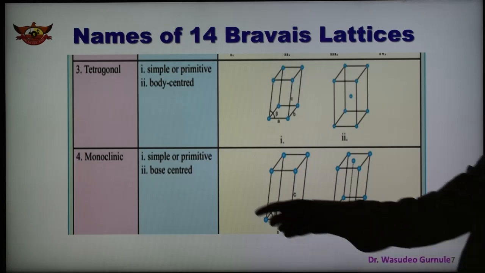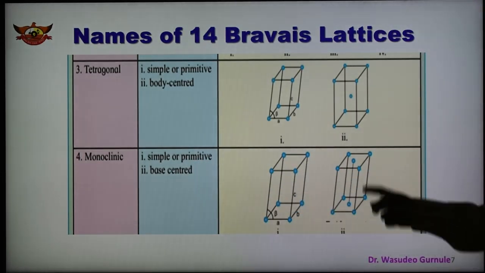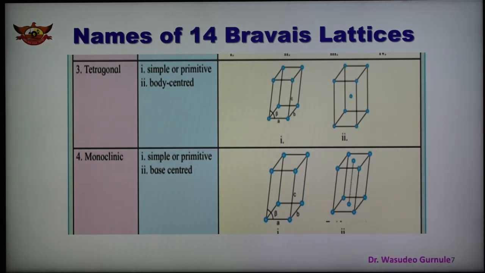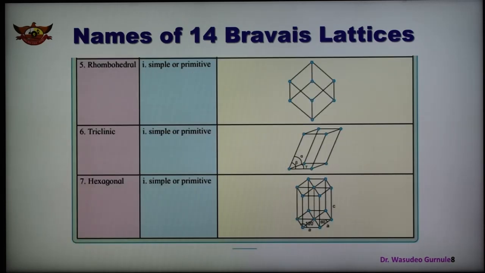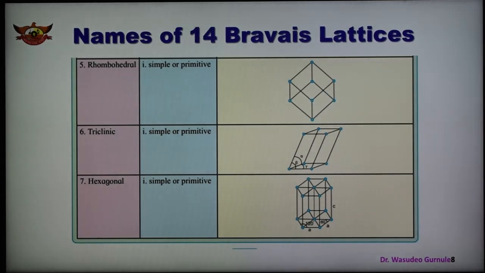In case of monoclinic, 2 are there, simple and base centered. So this is the simple one and this is the base centered, because 2 particles are present opposite to each other at the center of the faces. So these are the 2 types in case of monoclinic, simple or primitive and base centered. And number 5, rhombohedral is only 1 type. This is the arrangement of the unit cell. Simple only is there, particles are present at the corners of the unit cell. Rhombohedral is only 1 type.